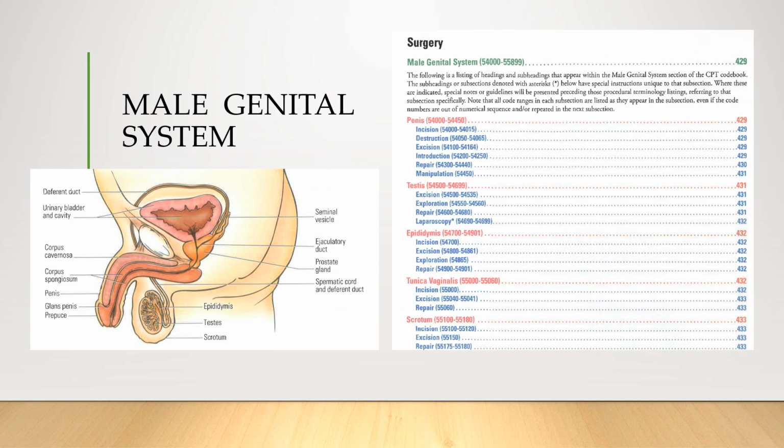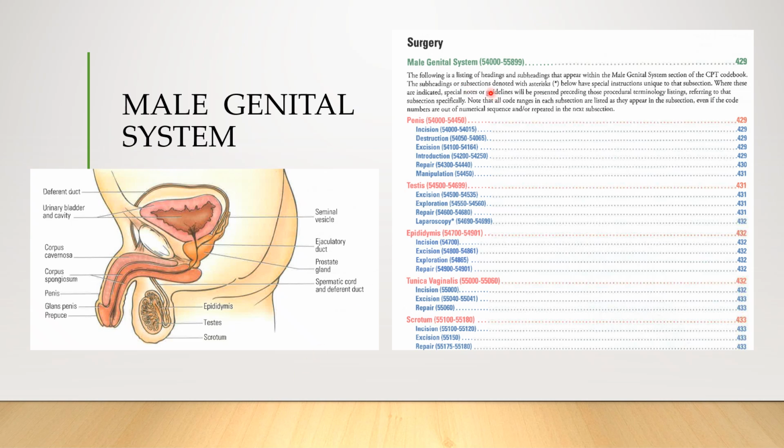So on the request by one of the students, I decided to jump to the male genital system, which I had left earlier. And here I am going to include only the male genital system. I'm separately going to take the female genital system. So let's begin with the male genital system.